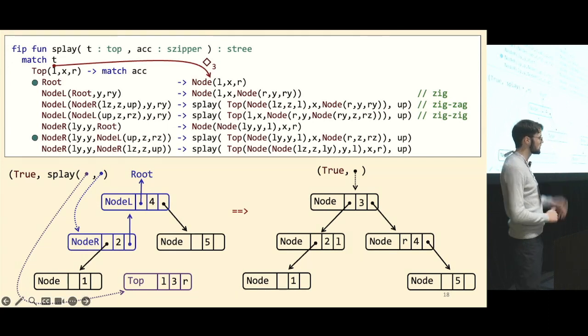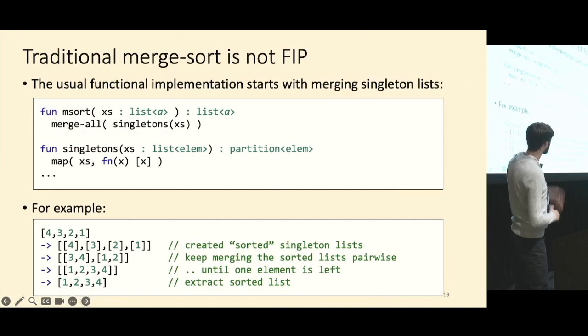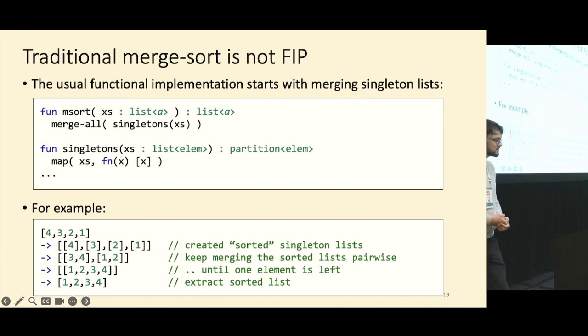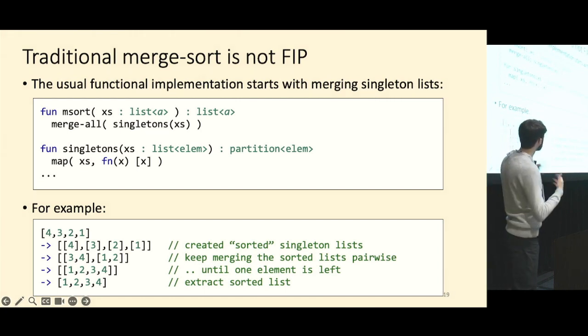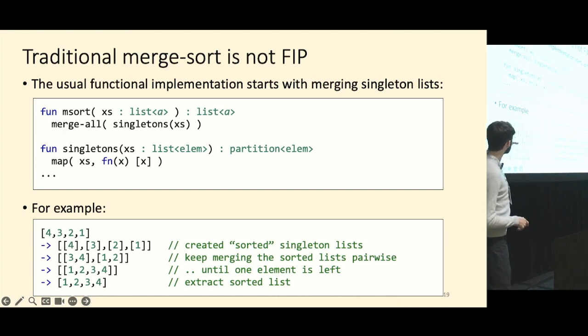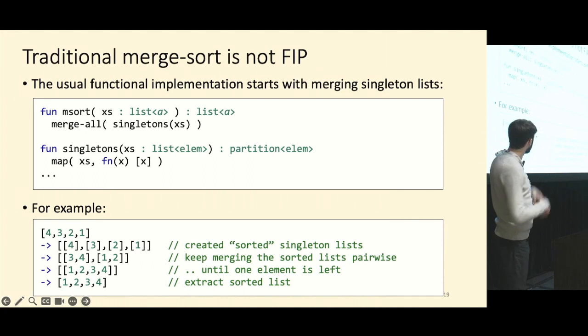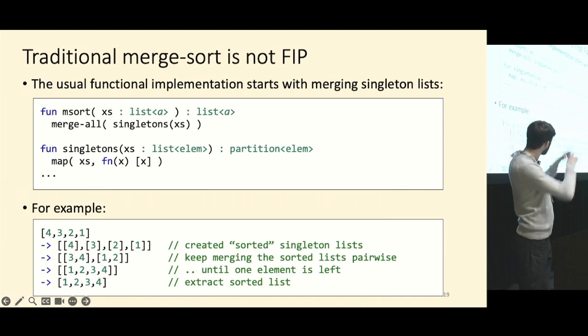I want to show you one more cool example. And this example is merge sort. If you want to write merge sort in a functional language, you see that it's often not fully in place. And the problem comes in the first step. So let's try to implement merge sort the way it is traditionally implemented. The way this algorithm usually works is that you are given an unsorted list, like the list 4, 3, 2, 1 here. And then you want, in the first step, to create lots of singleton lists.